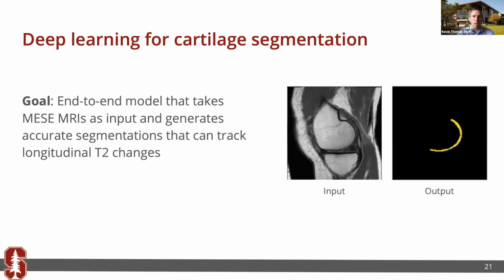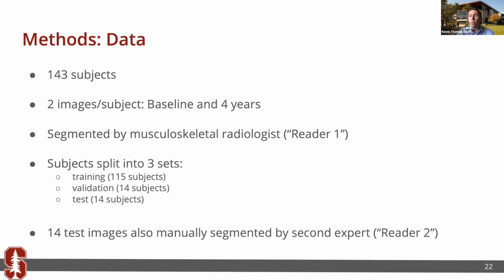So our goal was to develop a neural network model that takes in MESI MRIs as input and generates accurate segmentations that are good enough to track longitudinal changes in cartilage T2 values. And the data we used, again, came from the Osteoarthritis Initiative dataset. We used 2 longitudinal MESI MRIs, one taken at baseline and the other taken 4 years later from the right knee of 143 subjects without radiographic OA. And each MRI was segmented by a musculoskeletal radiologist with 15 years of experience. I'll refer to that radiologist as reader 1.